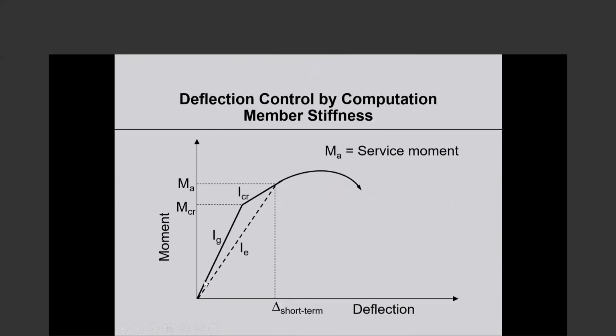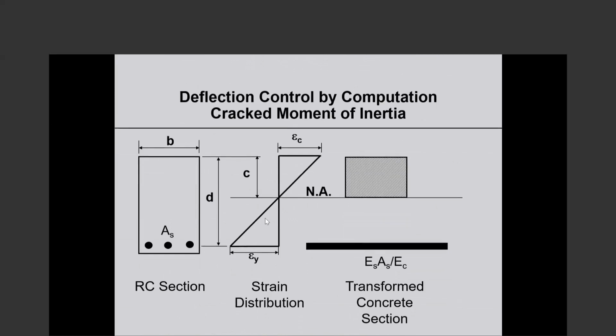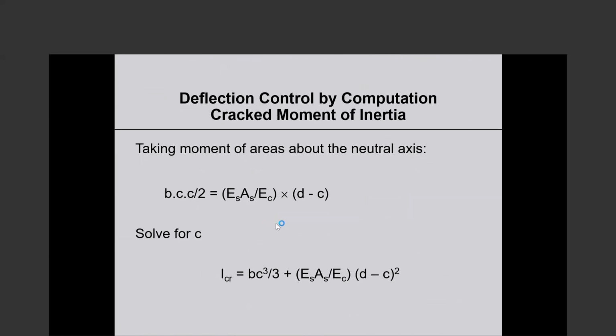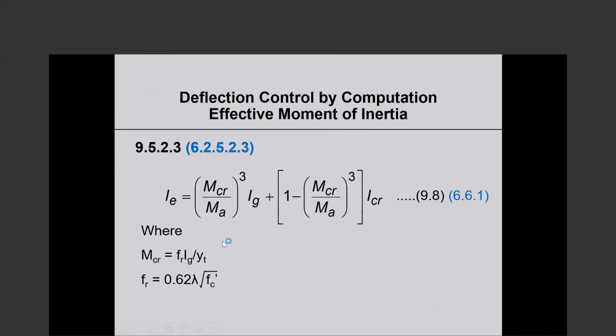Okay. So this is the gross moment of inertia. This is the cracked moment of inertia, much lower. You are supposed to use this effective moment of inertia, as given by this expression, in your immediate deflection calculation. And then long-term deflection will be a multiplier of that deflection.